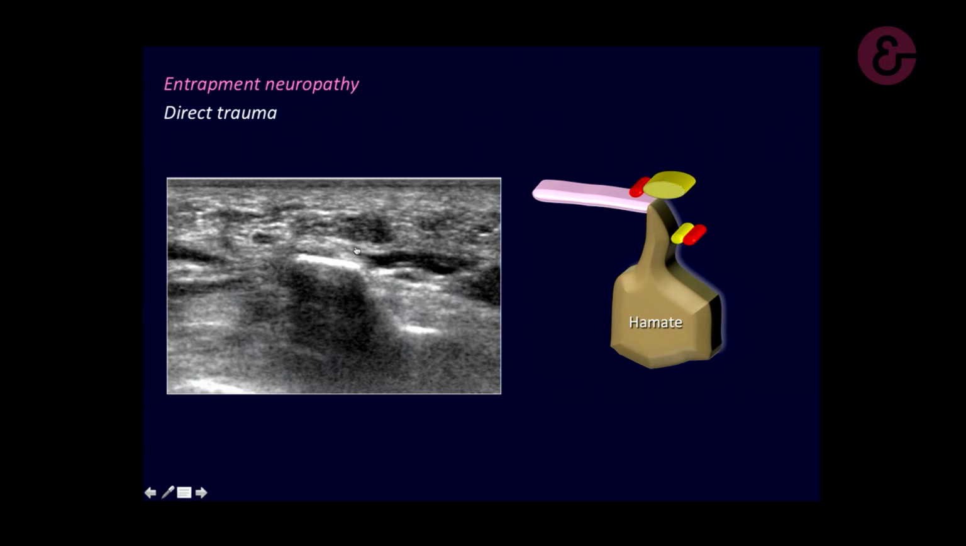And this is the motor branch, which is completely normal. Look at the difference in between this one and this one. And this is the flexor digiti minimi insertion.